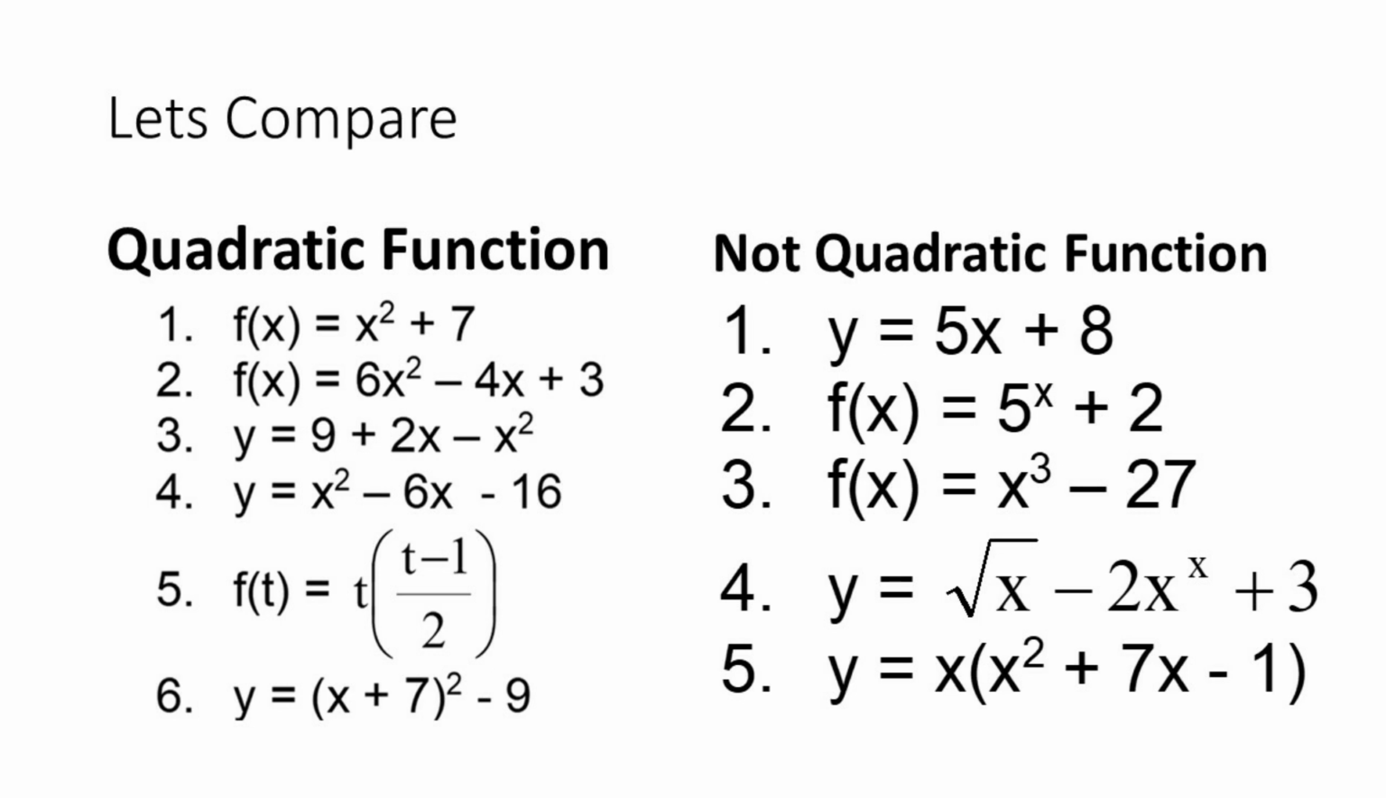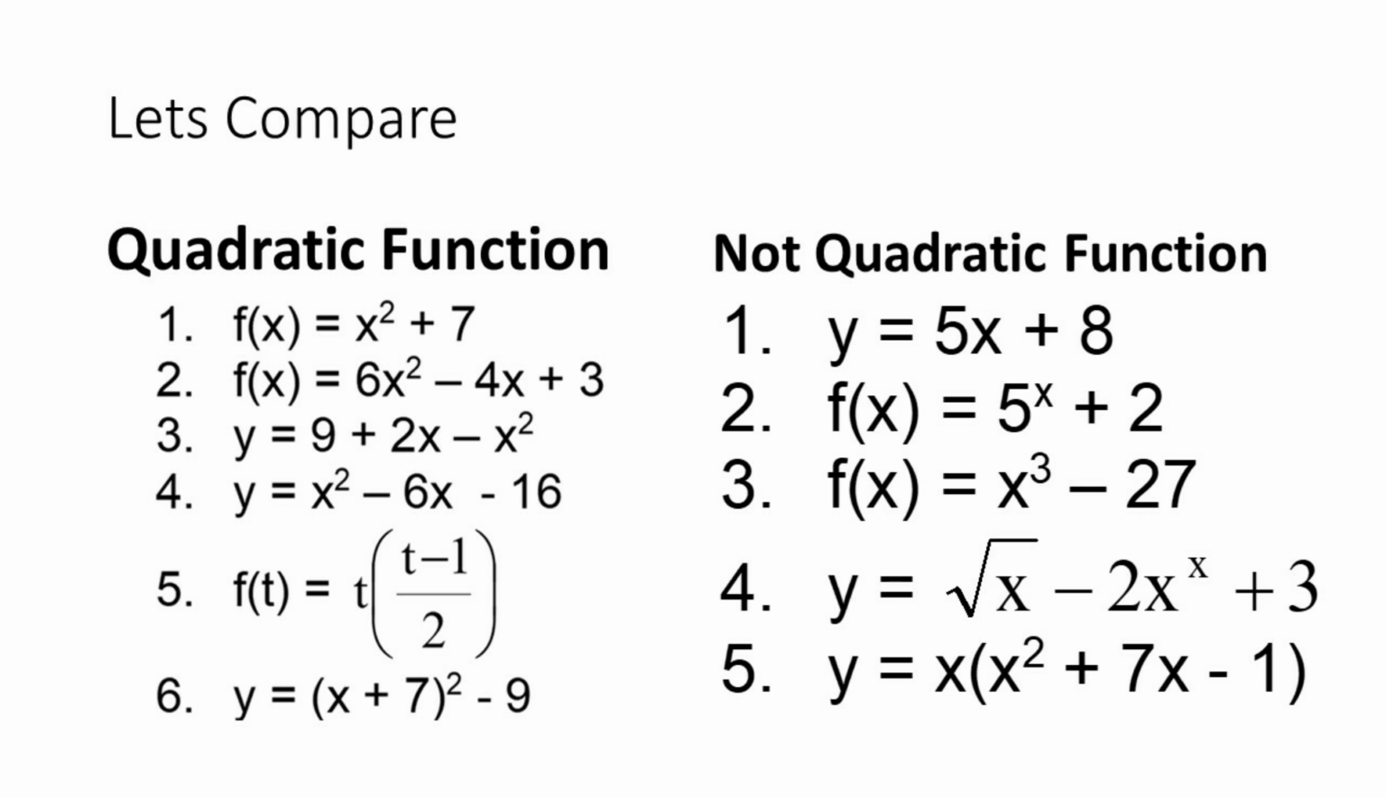It involves two variables which are x and y, the same as what we can see in number 3 and 4. Aside from that, we could also denote one of the variables as f of x. This one indicates that it is a function in terms of x. On the other hand, we have not quadratic functions. They are functions, but they are not a model of a quadratic function.